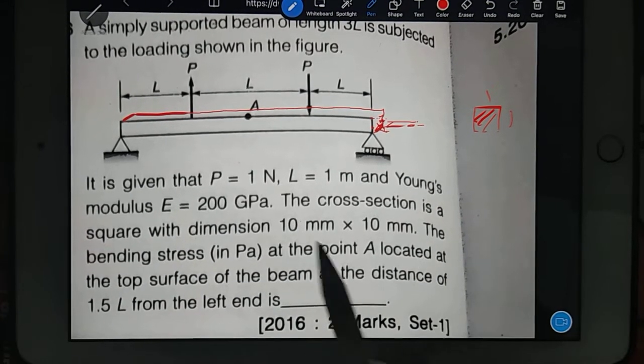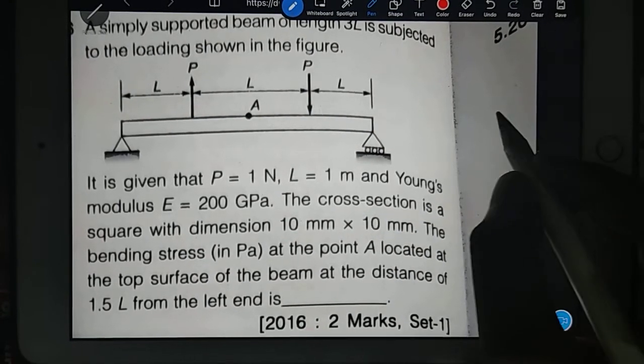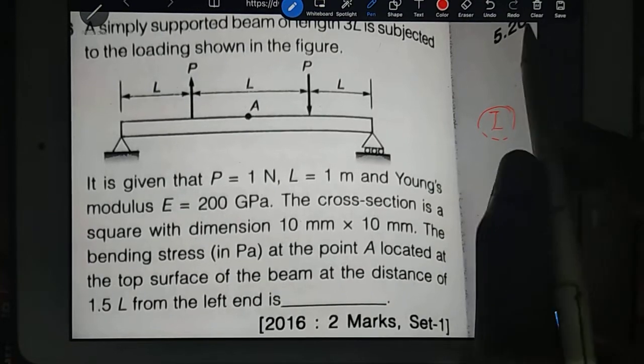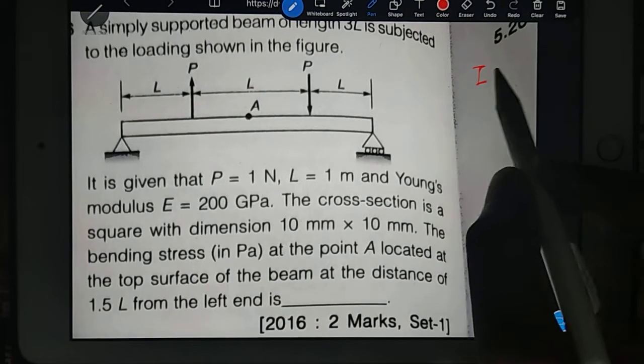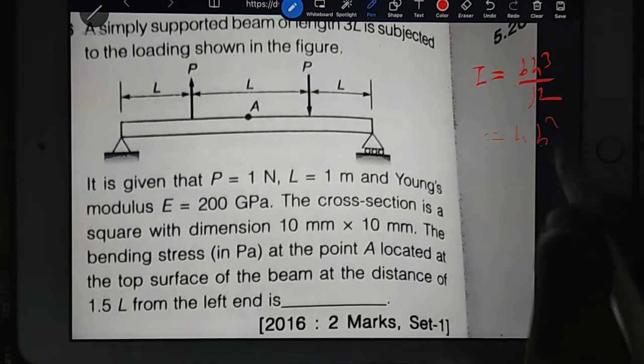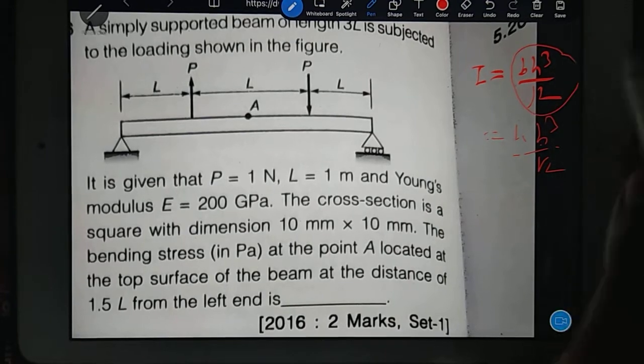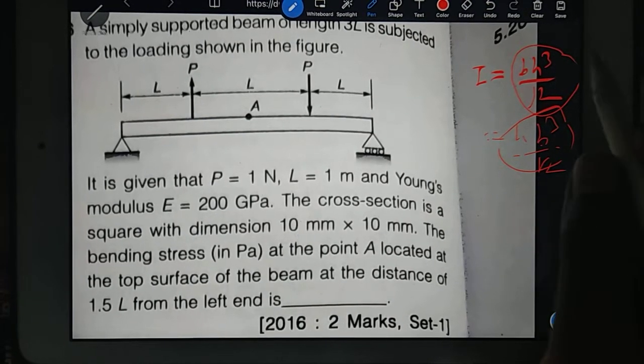So why is the cross section important for us? Cross section is needed to find out the I value. Now you know that we can find I by using BH cube by 12 or by using HB cube by 12. So we should have the physical feel. I have given the trick, right? Cut cube. That trick will apply.